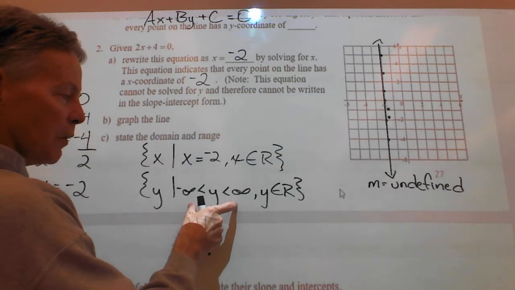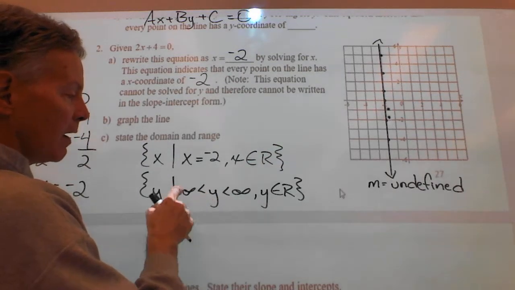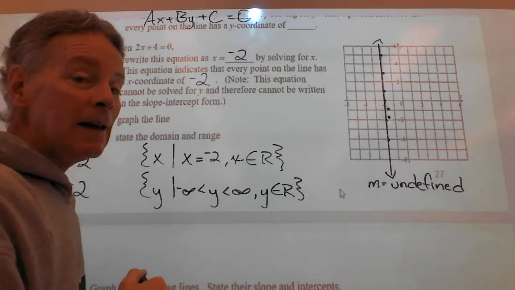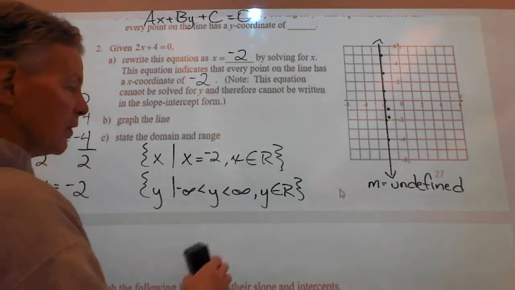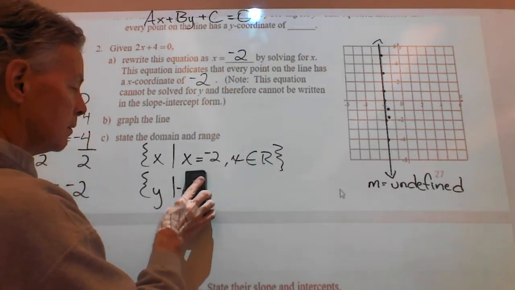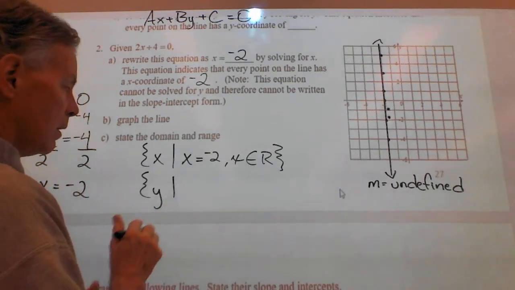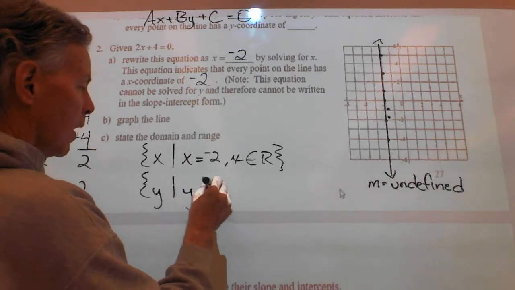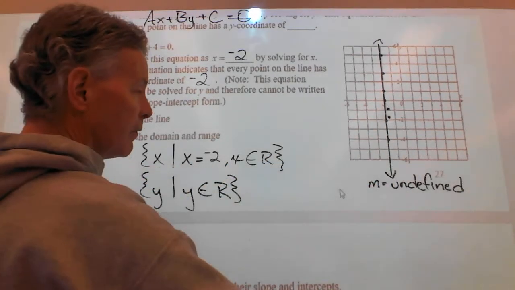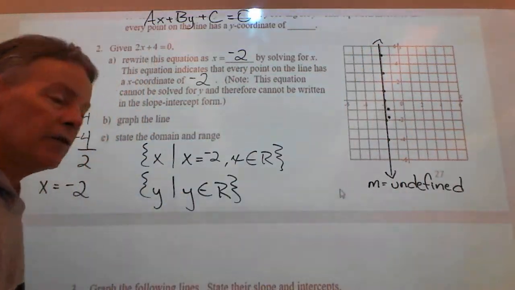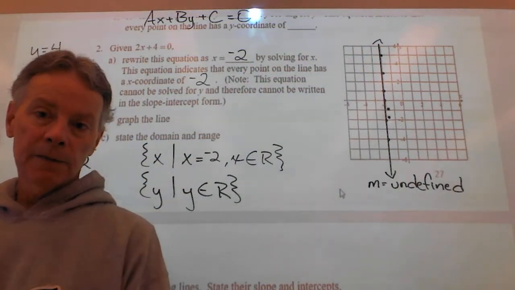There's a much easier way to write this. If y can essentially be any number, right? It's between negative and positive infinity. We can simply say y can be any real number, right? Because it goes from negative infinity all the way up to positive infinity. Okay?